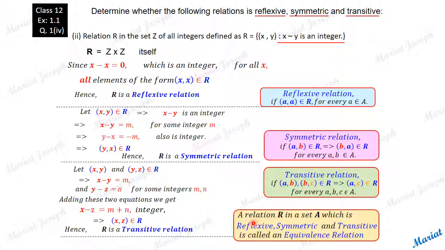A relation R in a set A that is reflexive, symmetric and transitive is called an equivalence relation. This example given to us is a reflexive relation, a symmetric relation, and a transitive relation. Hence, this relation is an equivalence relation.